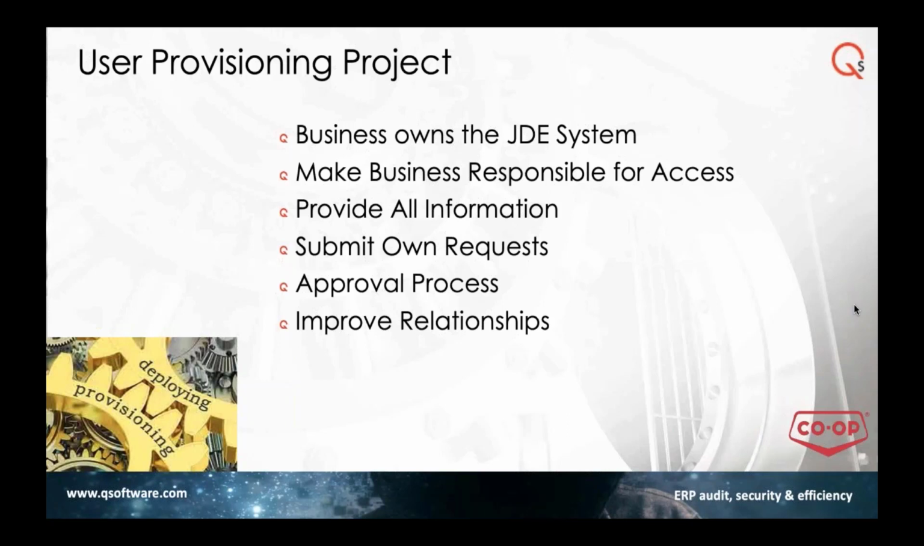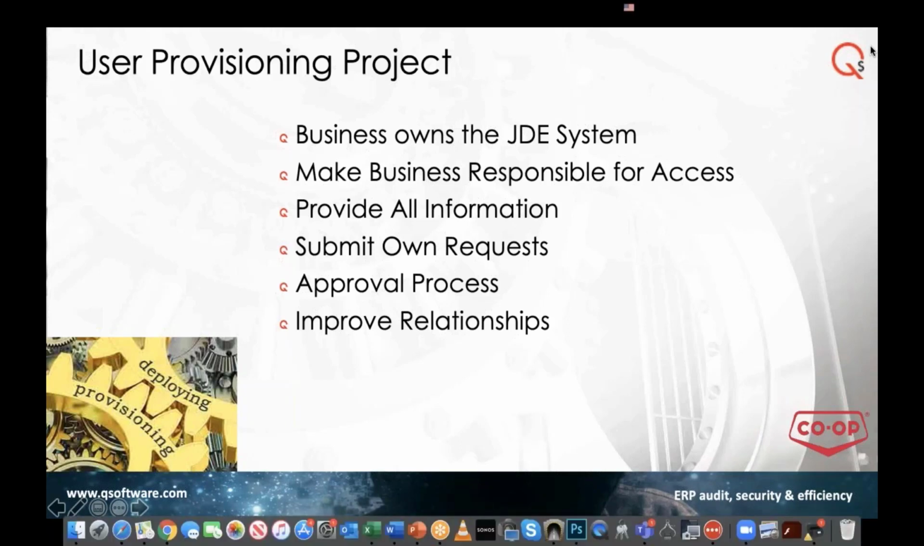So the business owns the JDE system. They make the decision about who should get access. It's not an IT function, like Mike was saying earlier. It's up to the business to say, if I hired a new accounts payable technician, they should get the following roles to do their job. What it also allows us to do is it gives us all the information. So we know they need an address book record, we know they need their name spelled correctly, and we know what roles they want to get.